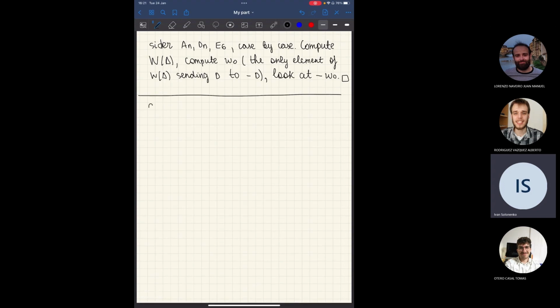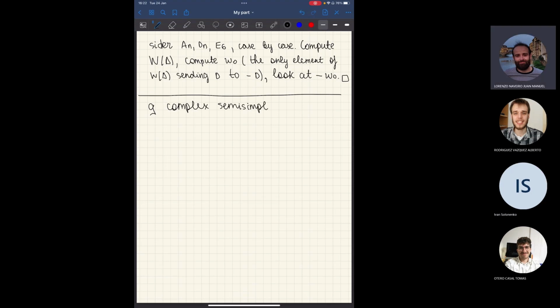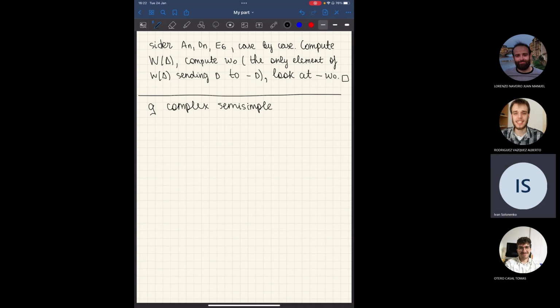So suppose I give you G complex semi-simple. You can see what I'm writing, right? Yes. Cool. So I give you this and I fix some compact real form. Let's say fix compact real form G0 of G.